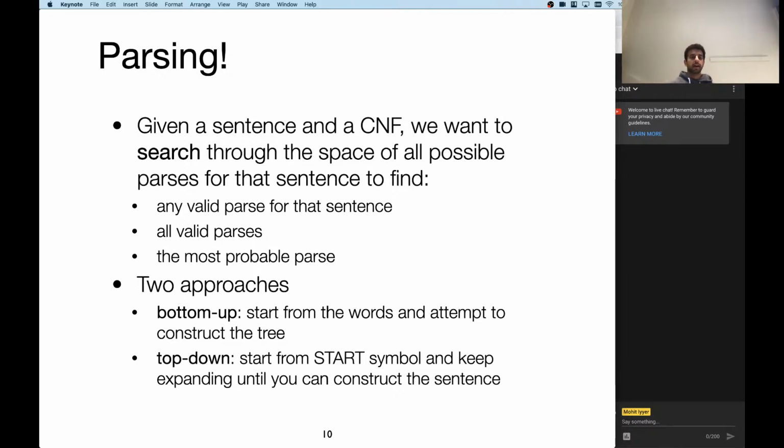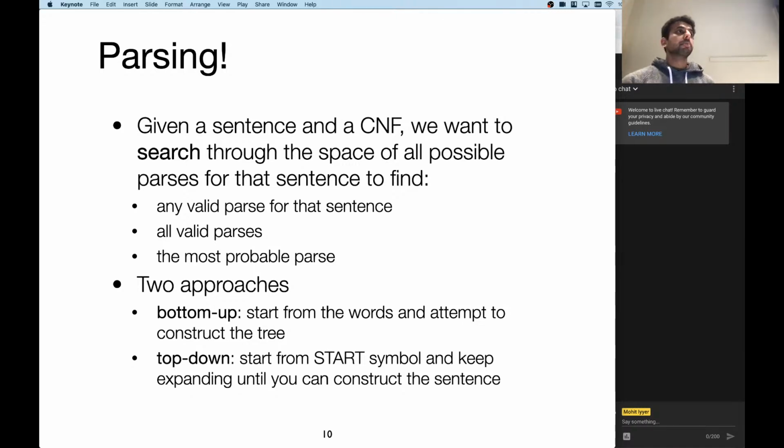All right, so given a sentence and a grammar that is in the CNF form, our goal with parsing is to search through the space of all possible parses for that sentence to find a valid parse, which means any parse that begins with the start symbol, the start non-terminal, S, and spans the entire sentence. We might also be interested in finding every valid parse of that sentence, because maybe there are multiple different interpretations of that sentence that we're interested in ranking or something like that. Finally, we might be interested in the most probable or most likely parse, given that there are many different possible tree structures for that sentence.